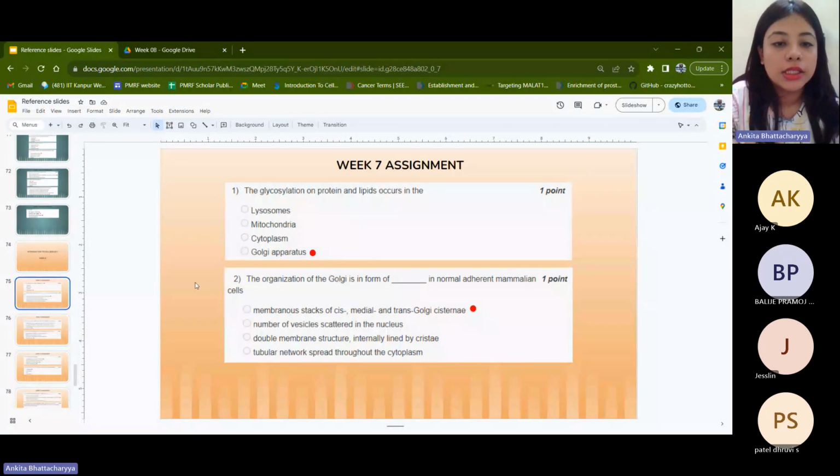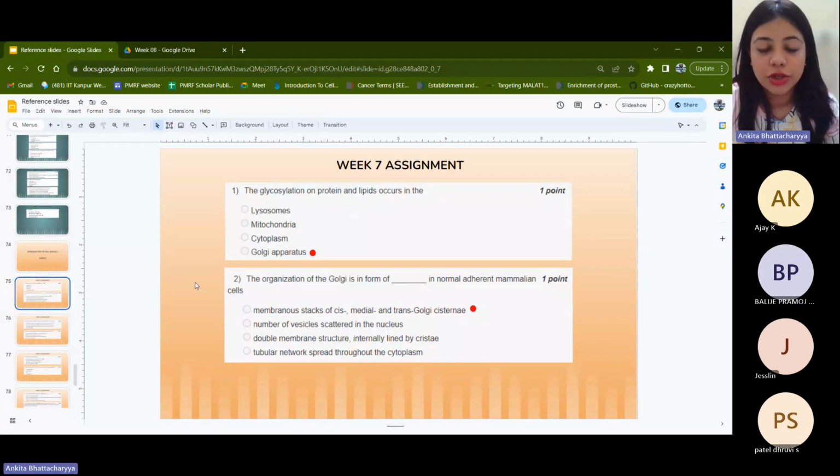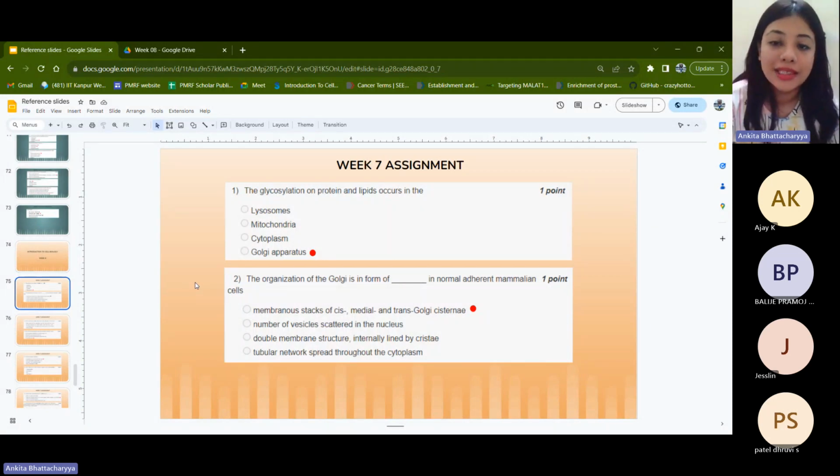The second question is about the organization of the Golgi, which is in the form of dash in normal adherent mammalian cells. So we have been asked what the pattern of organization is. Let us look at the options first. The first option indicates that it is a membranous stack of cis, medial, and trans Golgi cisternae.